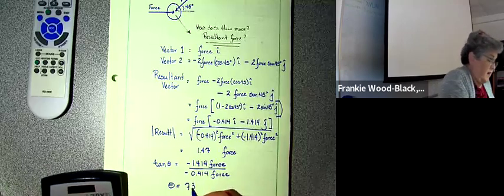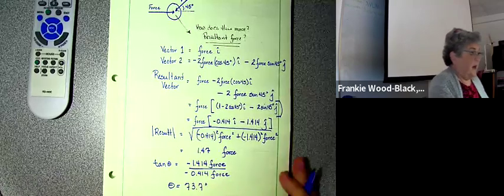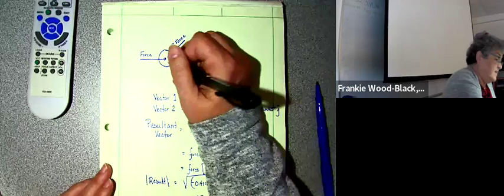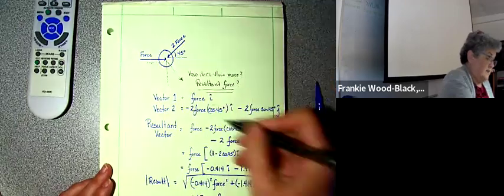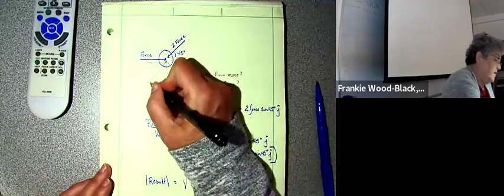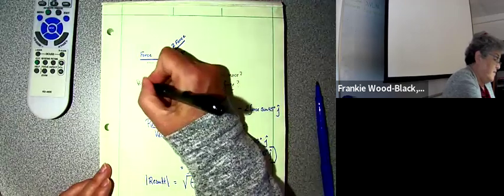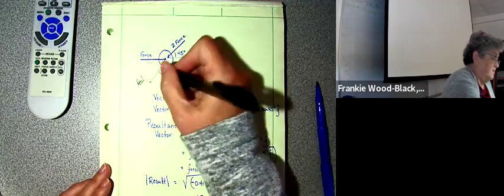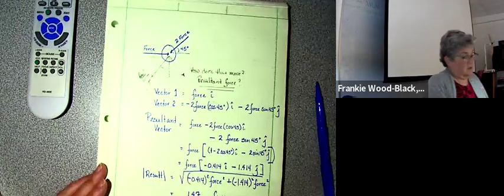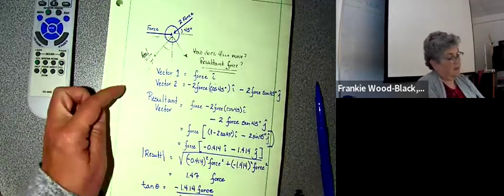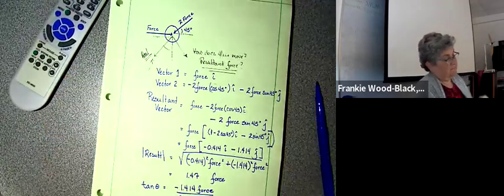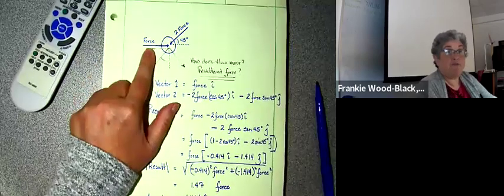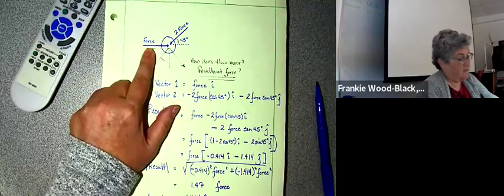73.7 degrees, but we find out that this is actually the resultant force in this direction. And that's going to be our angle. So we have to deal with it. So that's our real resultant force. So we can play with our forces like vectors, just like we have before.